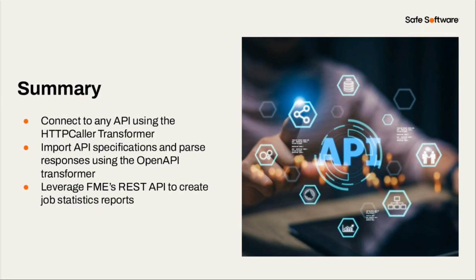In summary here, we have discussed how to connect to any API using the HTTP caller transformer, including FME's own REST API. We've shown you how with the Open API transformer, you can import API specifications and parse the response body all within one transformer. And we've shown you how FME's REST API can be used to create a useful job statistics report to monitor your online usage. We hope you enjoyed learning about this functionality, and I will pass this back to, I think, Elizabeth now.